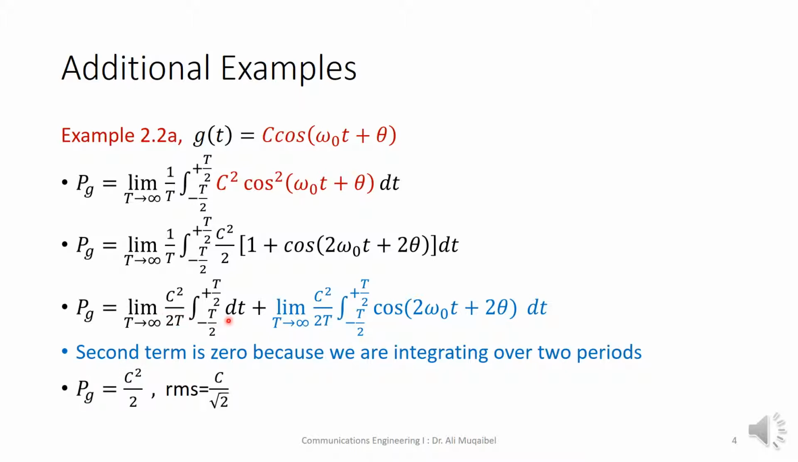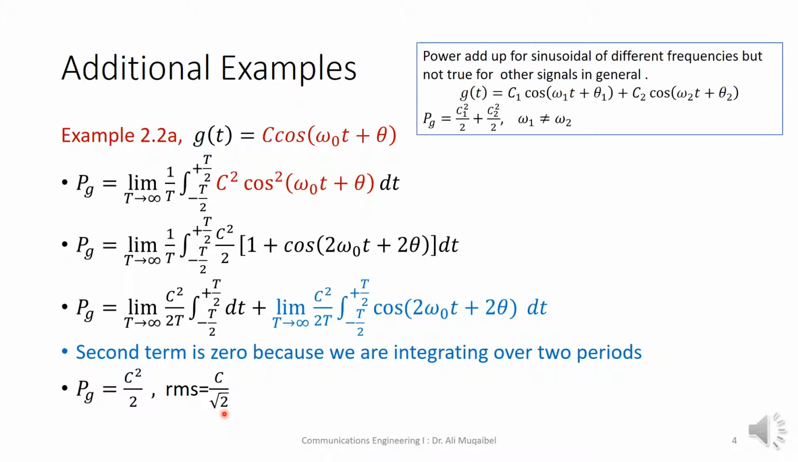The integration of the first term is nothing but c squared over 2. So the t will cancel, and what remains is c squared over 2. That's the power of a sinusoidal signal: amplitude squared over 2. It's irrespective of the phase or the frequency. Once you know the power, by definition, the RMS value is the square root of the power. So it becomes c, the amplitude, over square root of 2.